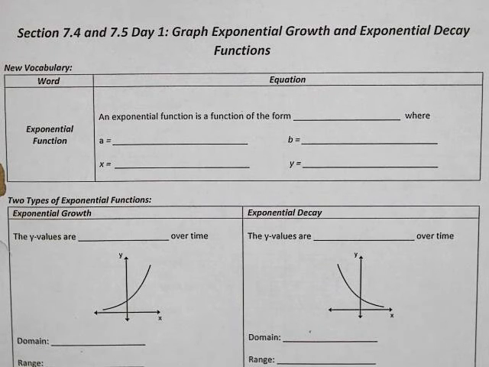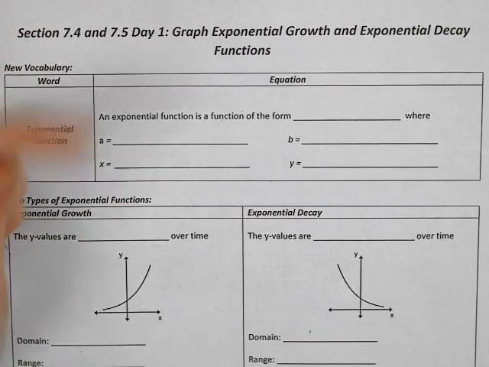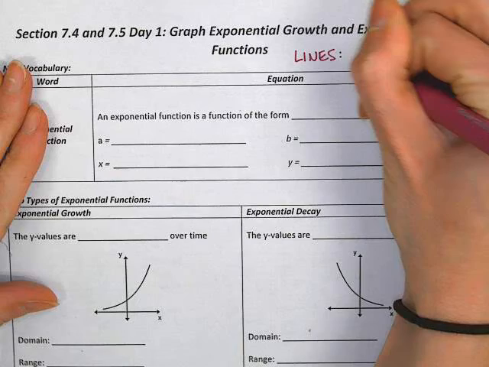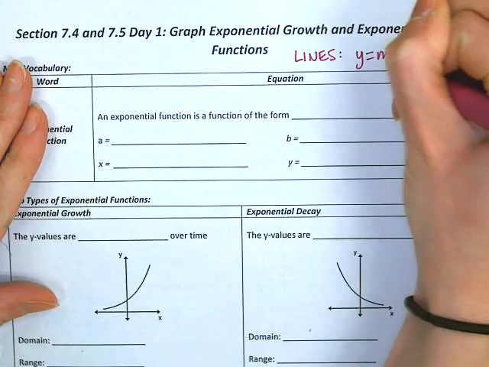Thanks for tuning in. We are done with exponent properties, and now we're going to move on to their graphs. To start off, an exponential function, I'm going to give you its form. You know how lines have the form y equals mx plus b? We'll just do a quick review. Lines are y equals mx plus b.